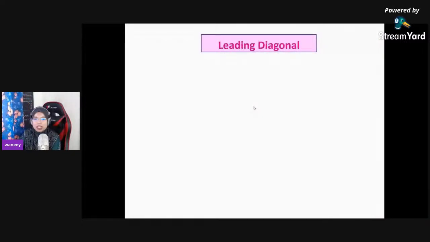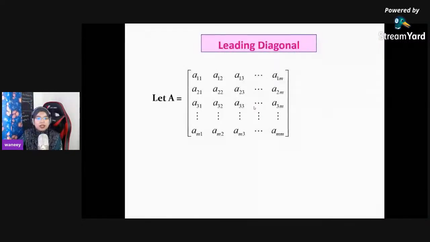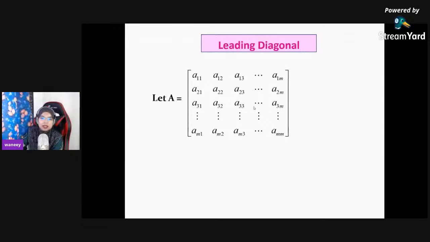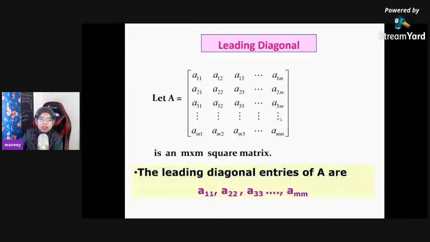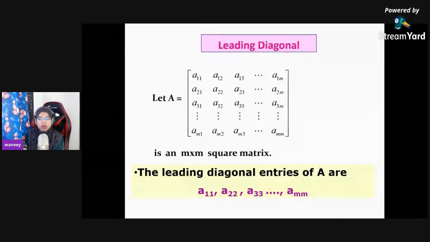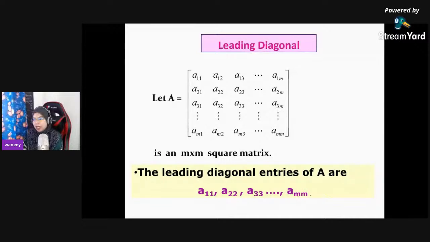Okay, so now the leading diagonal. If, let's say, A is A11, A12, A13 until A1M, until AMM, so this is a square matrix. An M by M square matrix, then the leading diagonal entries are A11, A22, A33 up until AMM.